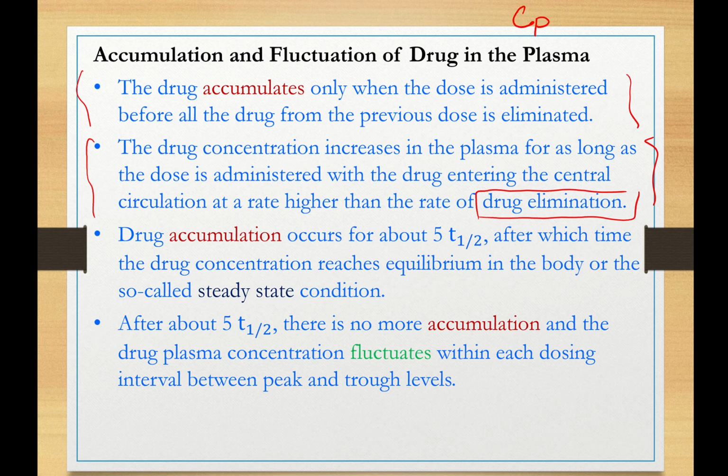And as you administer the drug at a constant dose and at a constant dosing interval, so why would accumulation stop? That's the question here. Accumulation will stop because as you administer the drug at a constant dose and dosing interval, at some point you're going to reach a concentration of the drug in the plasma such that the rate of drug elimination equals the rate of drug input. Okay, so that's what we are referring to here.